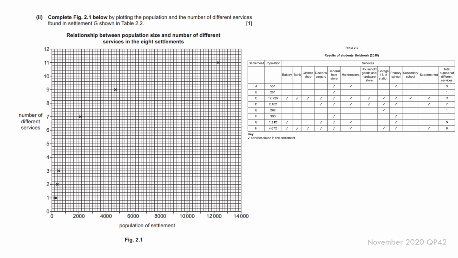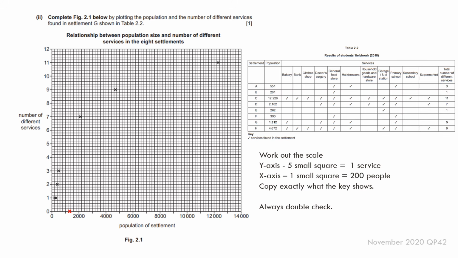Not mentioned, but again, scatter graph, so it's just important to remember to work out the scale. The y-axis here is 5 small squares equals 1 service. X-axis, 1 small square is 200 people. So I'm going to start off putting the point there, copying exactly what's been done. I've done this in red because it easily shows to get my mark.